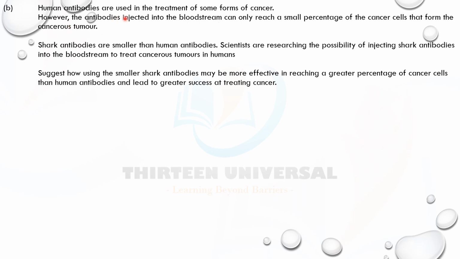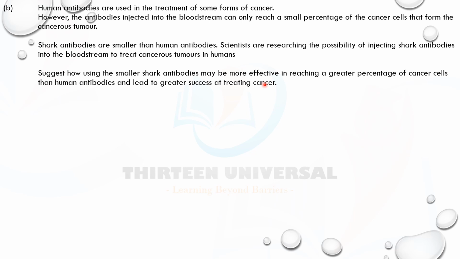However, the antibodies injected into the bloodstream can only reach a small percentage of the cancer cells that form in a cancerous tumor. Shark antibodies are smaller than human antibodies. Scientists are researching the possibility of injecting shark antibodies into the bloodstream to treat cancerous tumors in humans. Sharks being used to save humans. That's amazing. So just how may using the smaller shark antibodies be more effective in reaching a greater percentage of cancer cells than human antibodies, and lead to greater success of treating cancer?